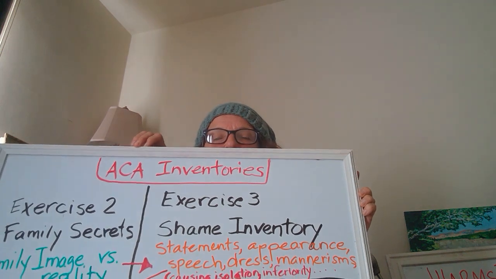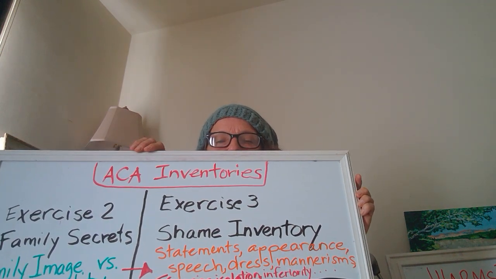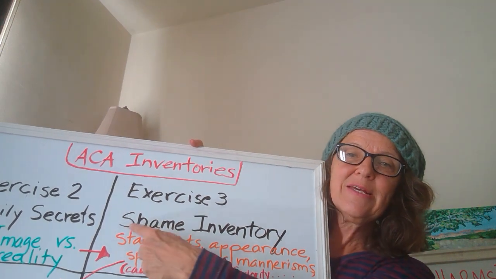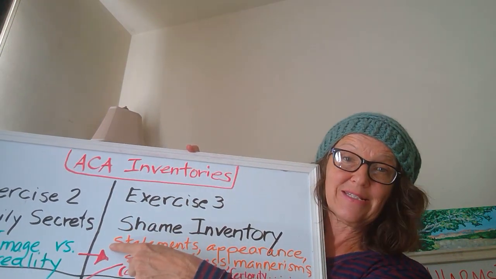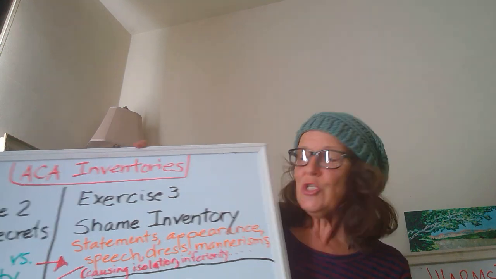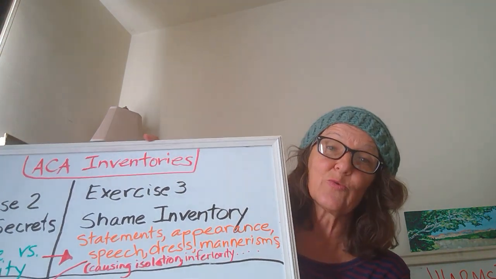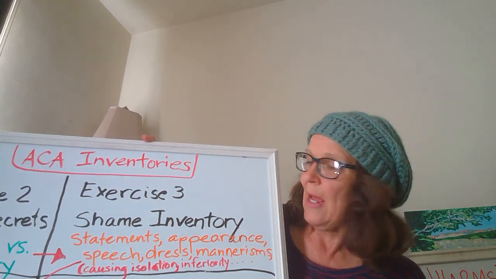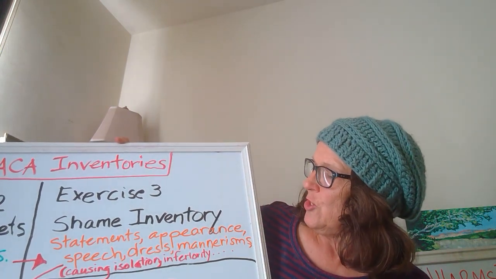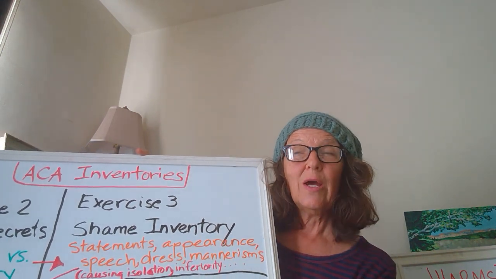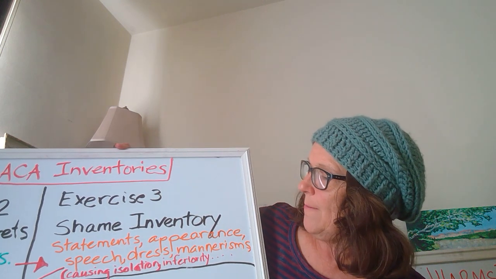Okay, exercise 3 is the shame inventory. And that can be very much related to the family secret. So, as you can see, I have a little arrow showing this can result in this. So, shame. Why would you be shamed? Well, there might be statements. A lot of times it is words, and those words hurt quite a bit. And those words might shame our appearance. Maybe we're not the prettiest one in the family. Why didn't you come out like so-and-so?